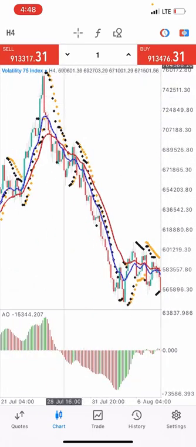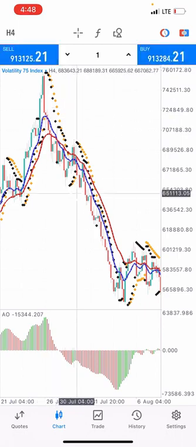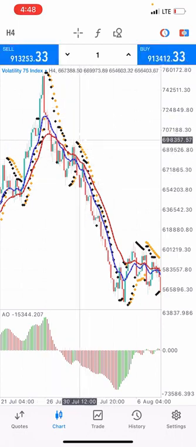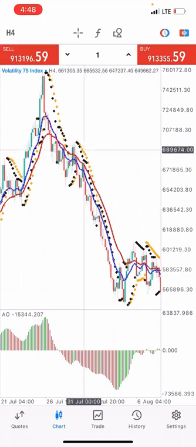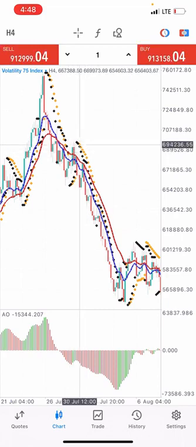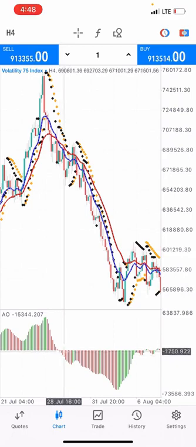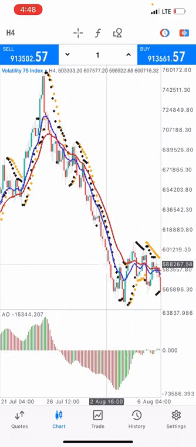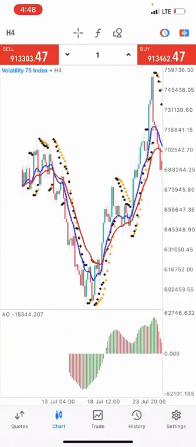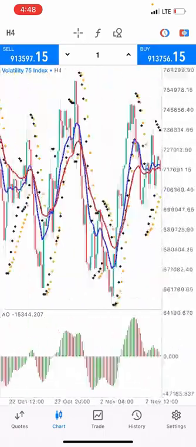Again, the red moving average is below the blue line, and the yellow parabolic SAR is above the black one, and again the awesome oscillator went below the zero level. It's a sell. Look at it, guys. Very perfect strategy for you to make money, guys.